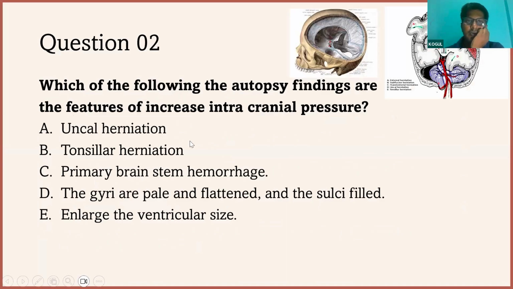Which of the following autopsy findings are the features of increased intracranial pressure? So here, in increased intracranial pressure, you should know about uncal herniation. I don't know if you are able to understand, you answer this question. Uncal herniation, tonsillar herniation, primary brainstem hemorrhage, and gyri are pale and flattened and sulci are filled, enlarged ventricular size. Uncal herniation is true because when a space occupying lesion occurs, what will happen? The brain doesn't have space for swelling.